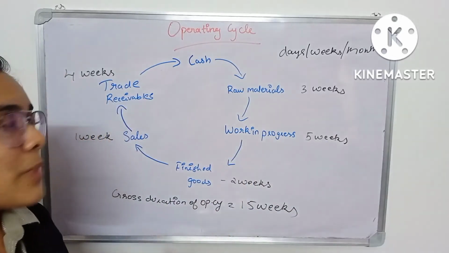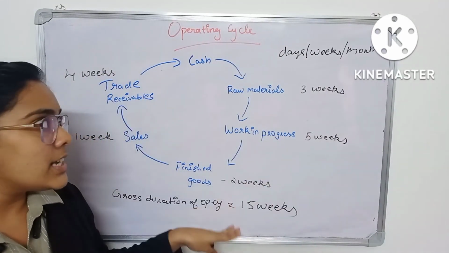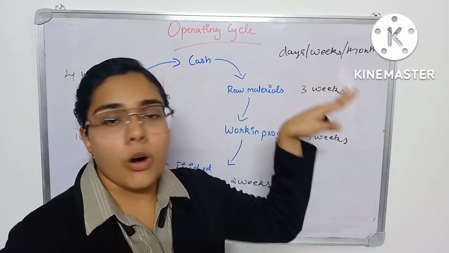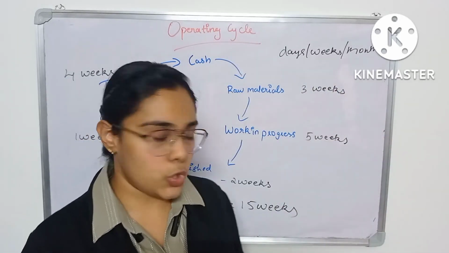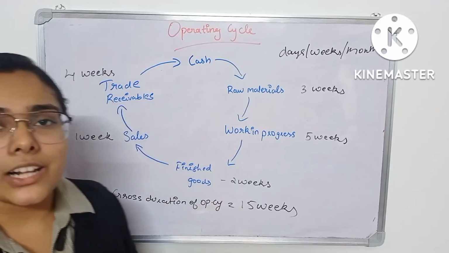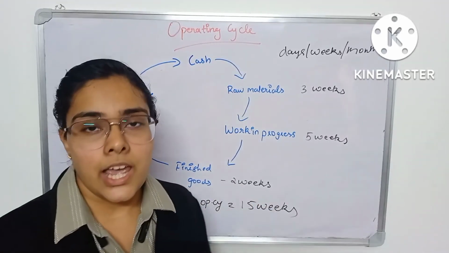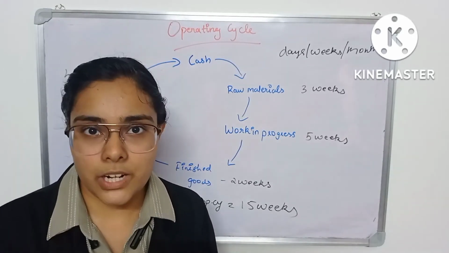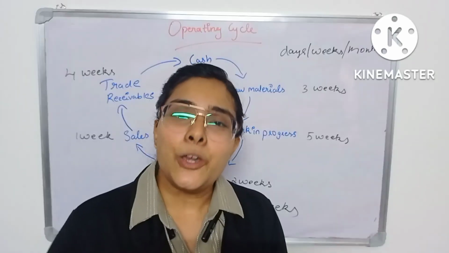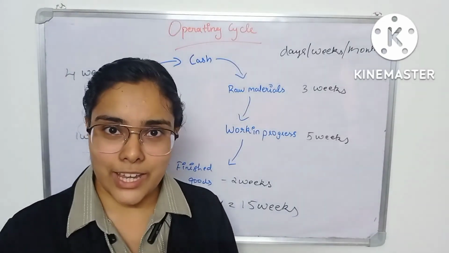Alright, so this is what is meant by duration of operating cycle. I told you that you can calculate this in days, weeks, or even in months. That depends upon the data that is available to you. So here I have calculated the duration of operating cycle in terms of weeks. In later sessions, we will discuss a problem with relation to the conversion period of operating cycle. I hope I have provided you with all the basic information regarding working capital.